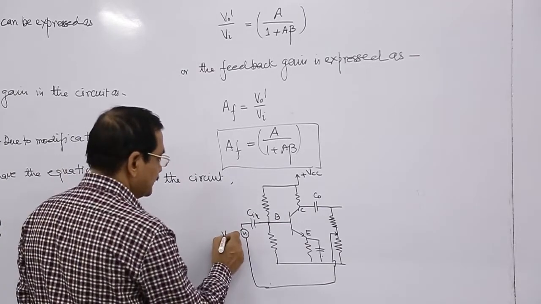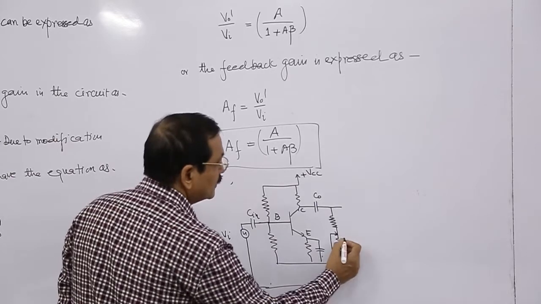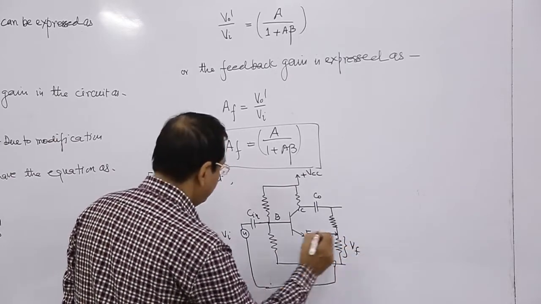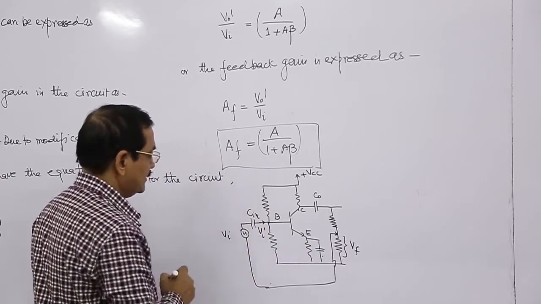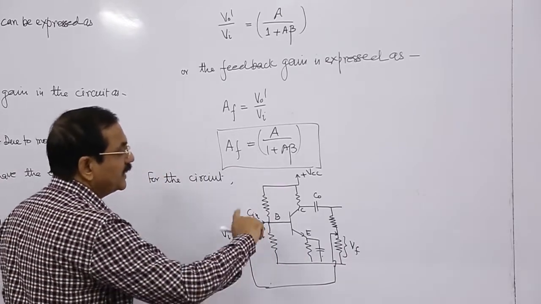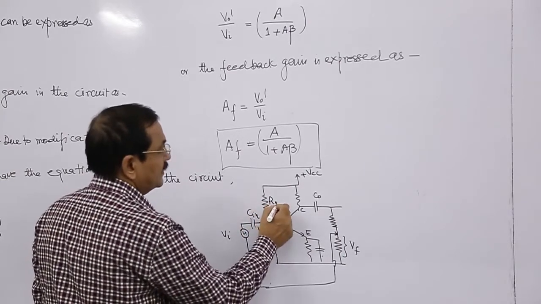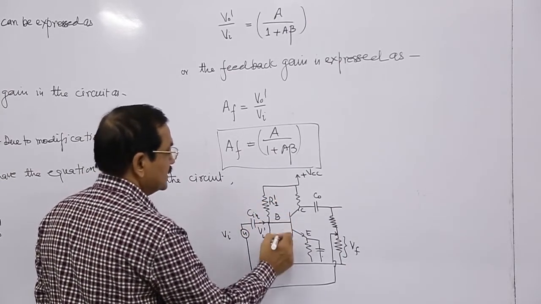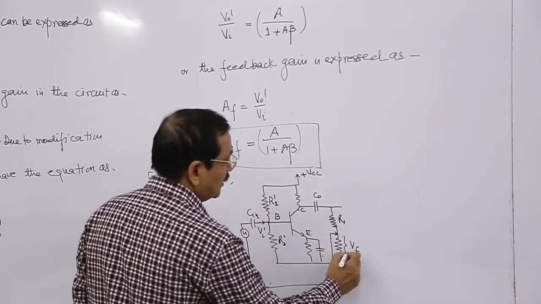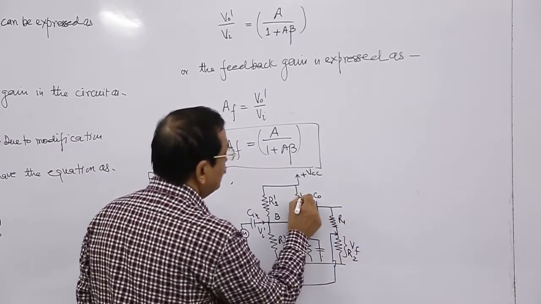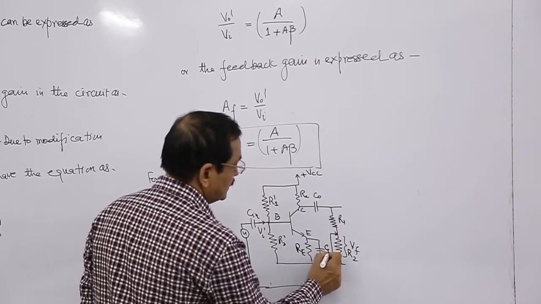So this is Vi, this part is Vf, and here this is Vi dash, the modified voltage. This resistance is say R1 dash, here it is R2 dash, this resistance is R1, this resistance is R2, this is RC, this is RE, this is CE.